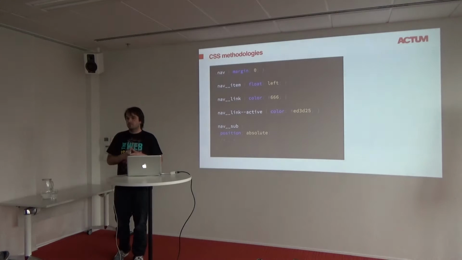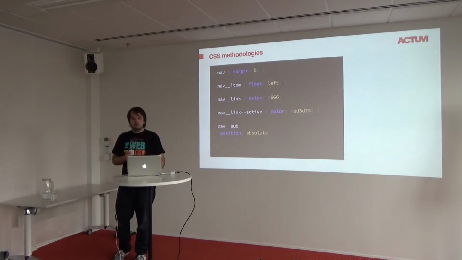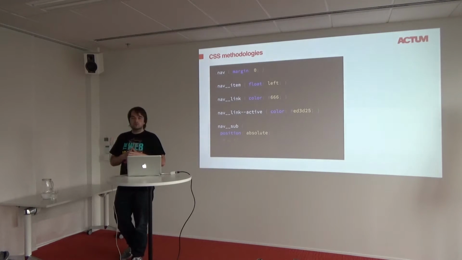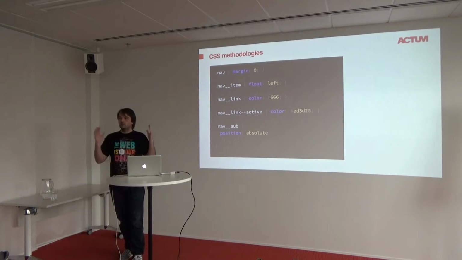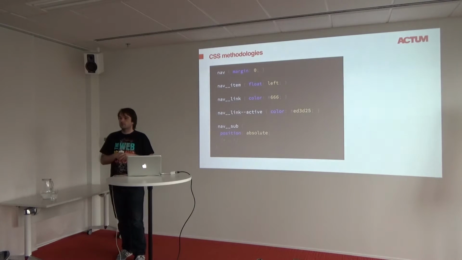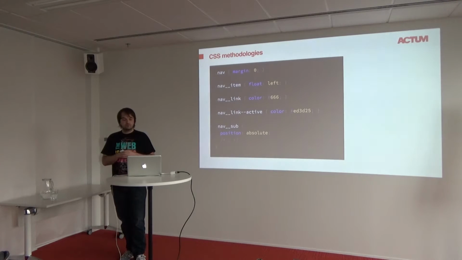This is how it looks. Its name is BEM: block, element, modifier. Okay. Nav is a block, so it's a component. Then we have nav item, which is an element, so an element within a component, within a block. Then link, again an element. Active link is a modifier, which means that it modifies the state or appearance of an element. And again, an element of nav, sub-navigation.